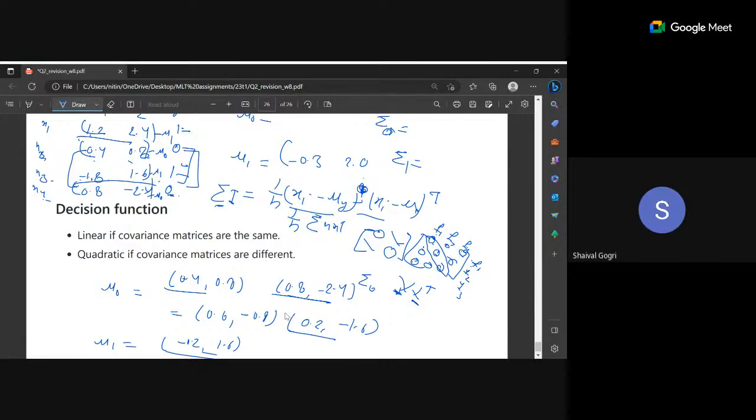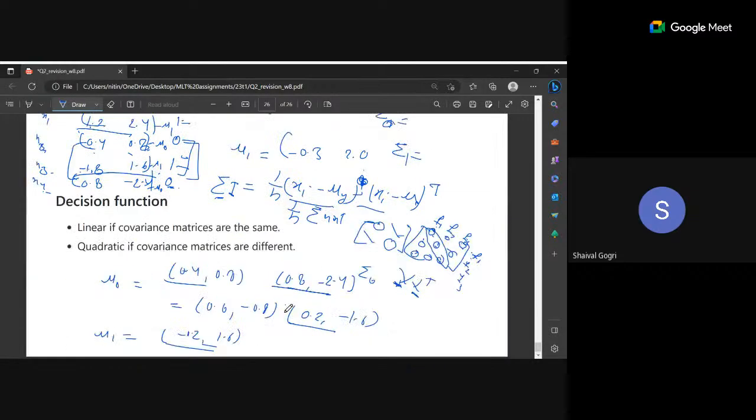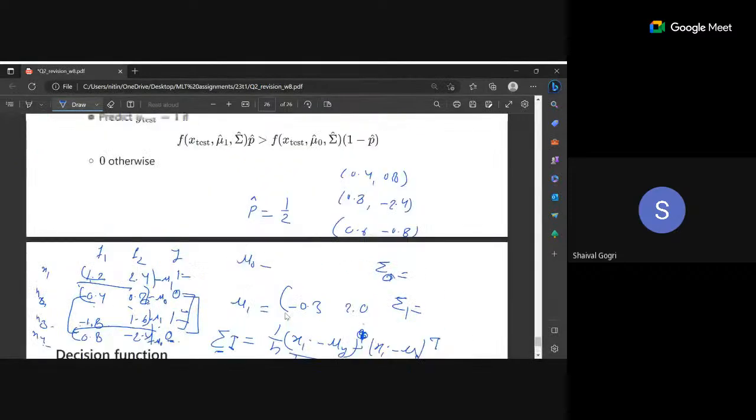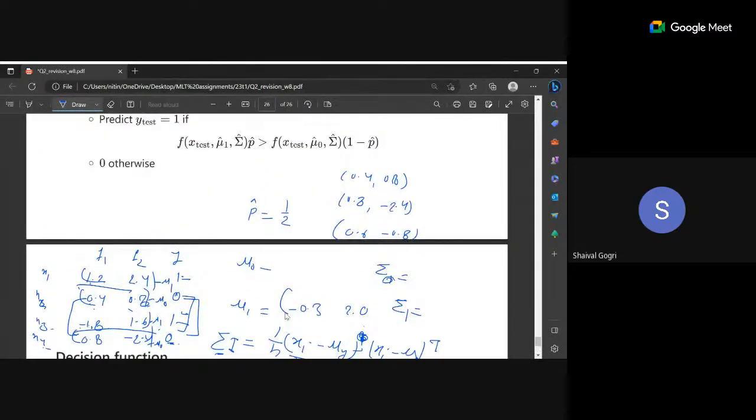I think sigma 0 and sigma 1, I think. No, this is for the decision tree, if you remember. Yeah, so if sigma is the same, I mean sigma 0 is sigma 1, then the decision boundary in Gaussian naive Bayes will be a linear boundary.